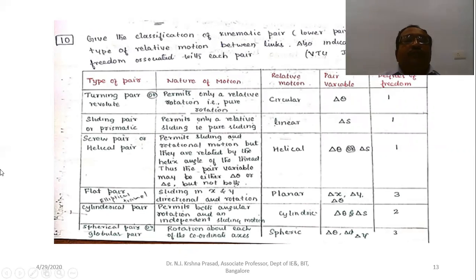And in certain question papers, they ask what the relation is between the type of pair, nature of motion, and degree of freedom. That is self-understandable to you. Just make a tabular column: for a particular type of pair, which nature of motion takes place, what is the relative motion, and what is the degree of freedom. For each type of pair, it is possible to understand it.